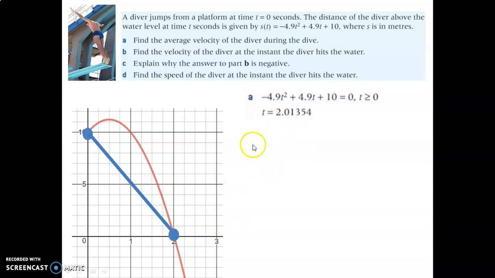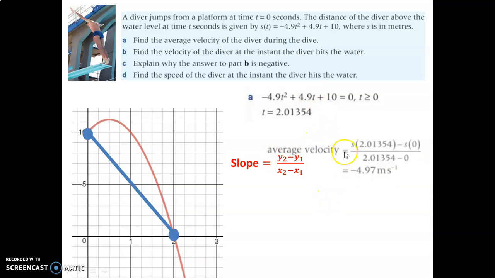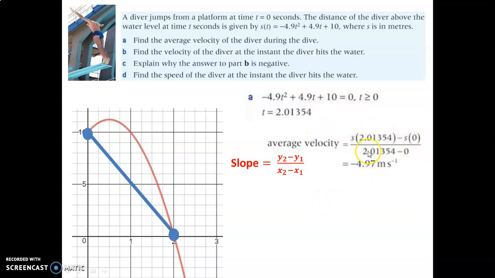Okay, so now we know our 2 t values, so we can find the slope. That's the average. So find the slope there. We know we have a time of 0 and a time of 2.01. So put those into the function to find your y values and find the slope. So here's the slope. Put those into the function, find your y values, subtract the x values on the bottom, and you get this average speed of this diver.